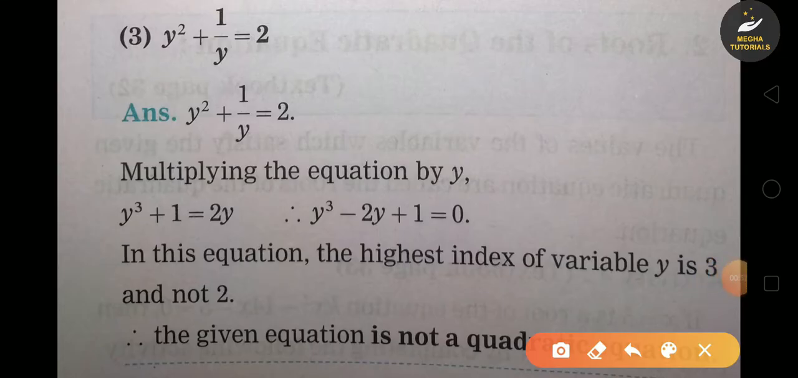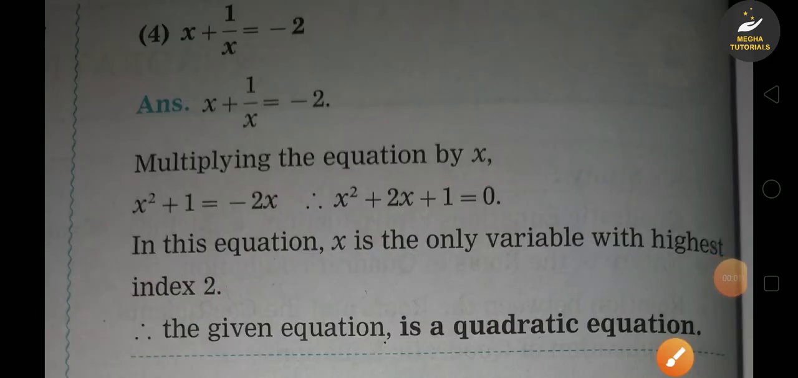Equation 3, y square plus 1 upon y is equal to 2. Okay, so we multiply the whole equation by y, because the term has y in the denominator, so we have to eliminate that y in the denominator. Okay, so after multiplication we get y square into y, that is y cube, y upon y is equal to 1 and 2 into y is 2y. So the equation is y cube plus 1 is equal to 2y. So in this equation highest degree is 3. Therefore this is not a quadratic equation.